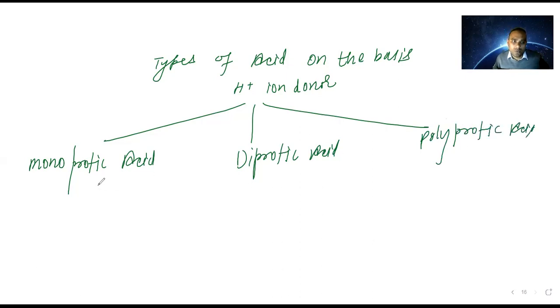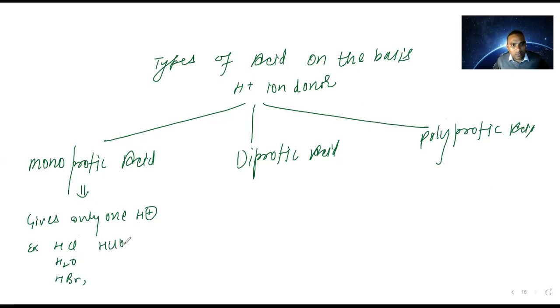Monoprotic acid gives only one H plus ion. For example, you can write HCl, HBr, HClO4, HClO3, HNO3, like that. Only one H is there.